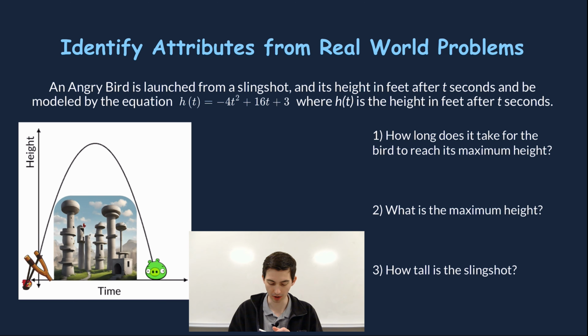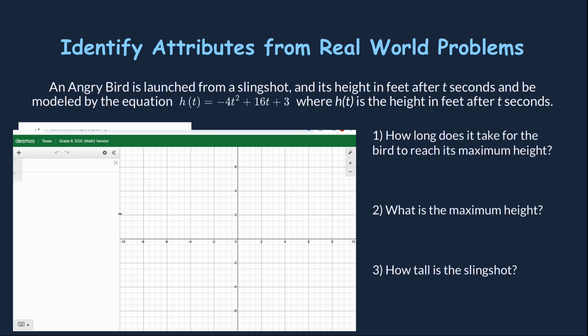So an Angry Bird is launched from its slingshot, and its height in feet after t seconds can be modeled by the equation h of t equals negative 4t squared plus 16t plus 3. And h of t is the height after t seconds. So we want to know how long it takes the bird to reach its maximum height. What is that maximum height? And we're also going to figure out how tall the slingshot is. So what I'm going to do is jump over to Desmos, and we're going to look at how we are going to do this.